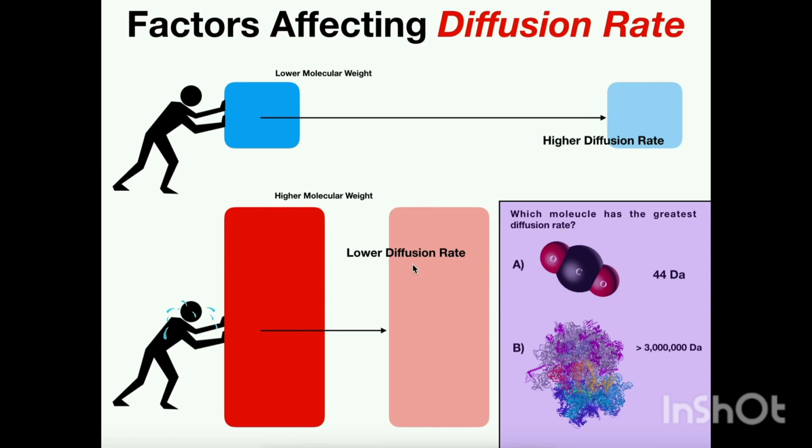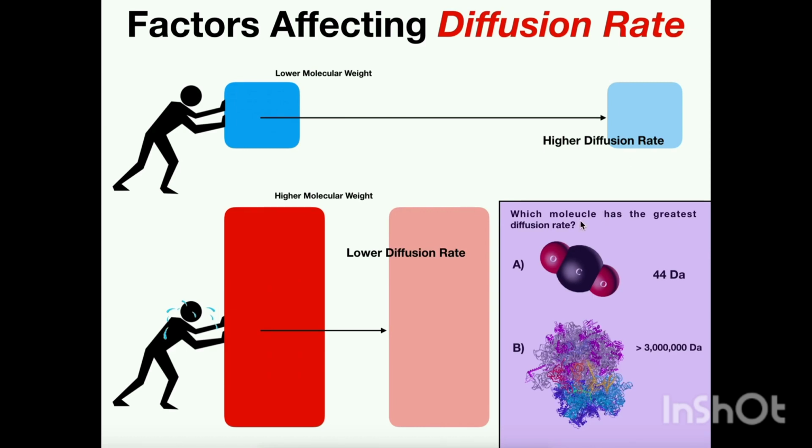And out of the four factors, this is the only one that we're going to talk about in this video that has an inverse relationship, where when one increases, the other decreases, and vice versa. So the key here is higher molecular weight, lower diffusion rate. Lower molecular weight, higher diffusion rate. And different particles or different molecules have different molecular weights.